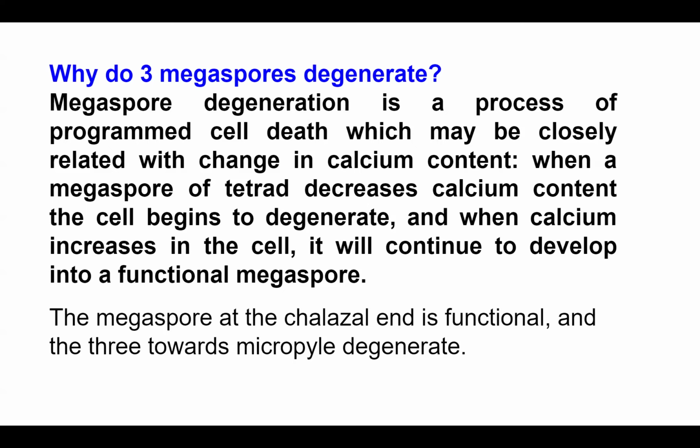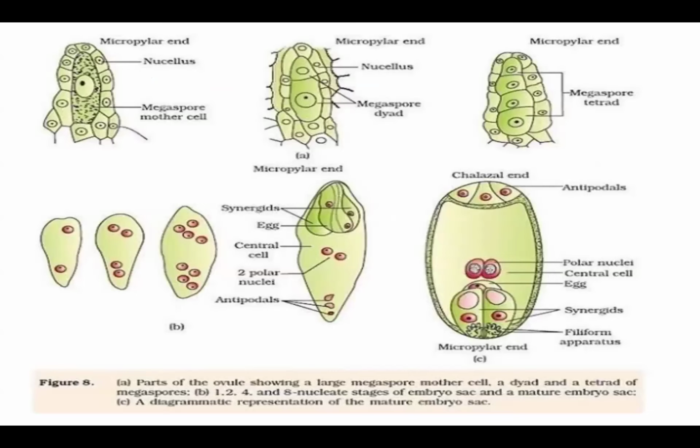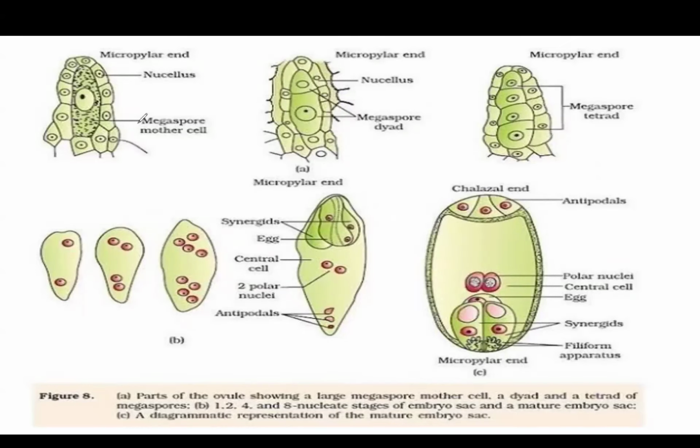The megaspore at the chalazal end is functional, and the three at the micropylar end get degenerated. Now, as I was telling you, at the micropylar end I have one megaspore, and this megaspore undergoes meiosis and there is a formation of tetrad. From here, it went through the first meiosis, and the second meiosis forms a tetrad. Tetrad means four cells are being formed.